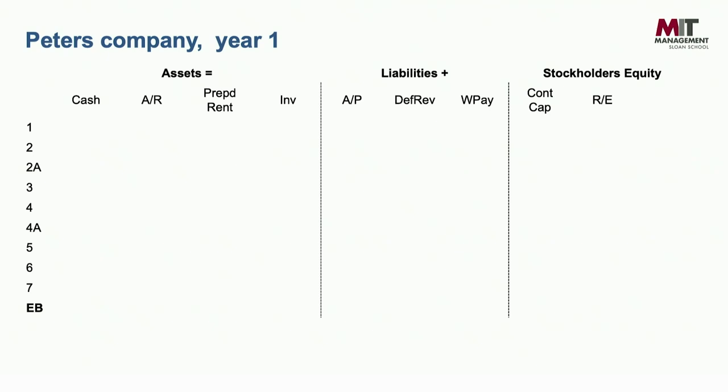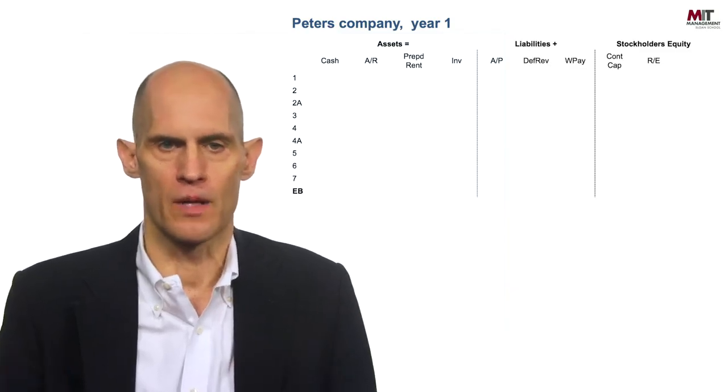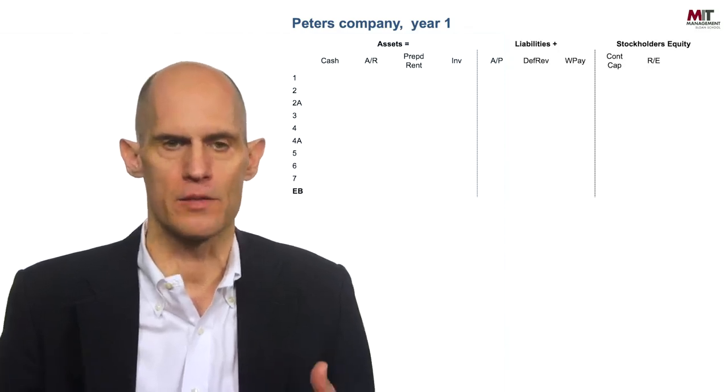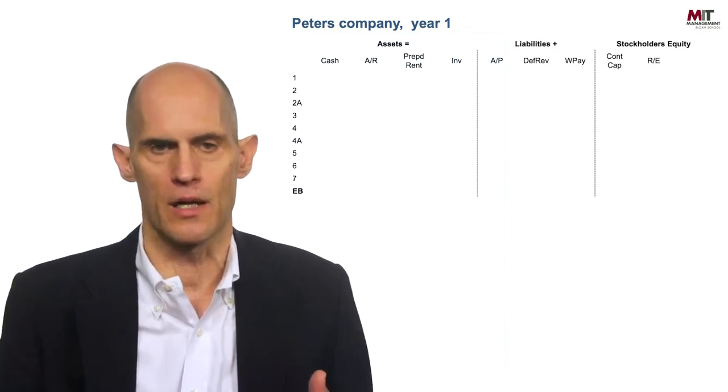So now, for these 7 transactions, we're going to work through and go through these. Now, we're doing this for year 1, but at least theoretically, notice that Peters Company has a balance sheet at year 0.